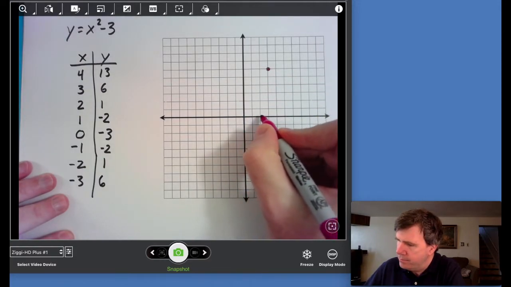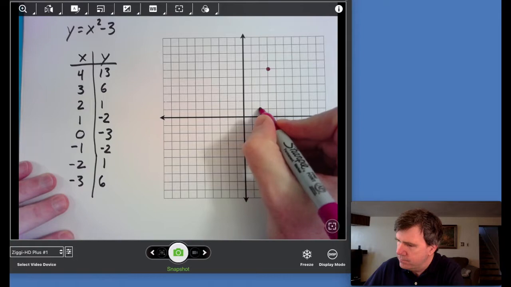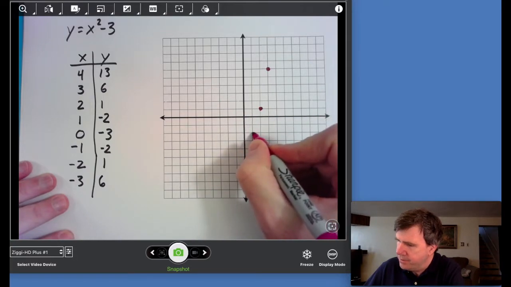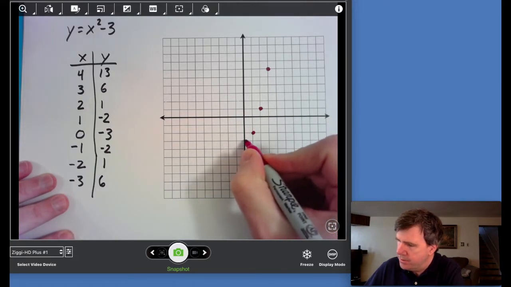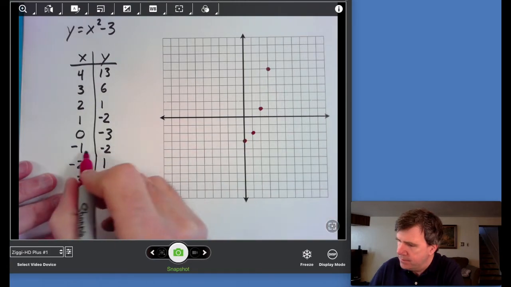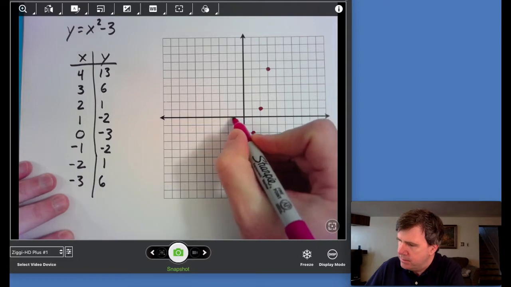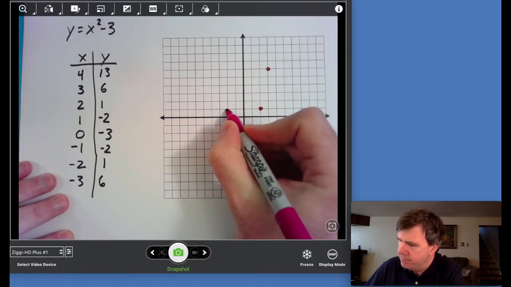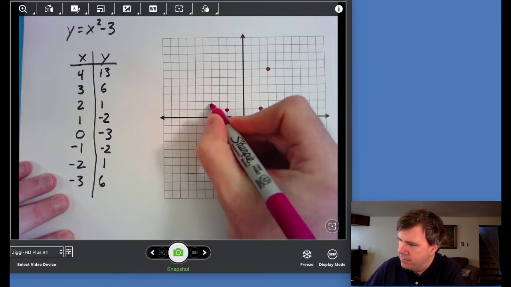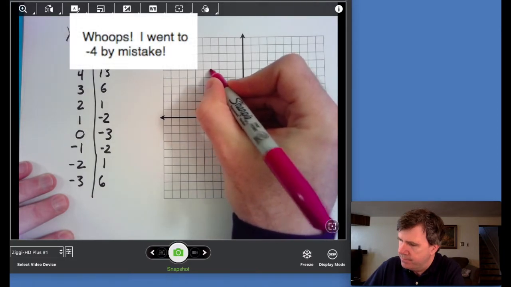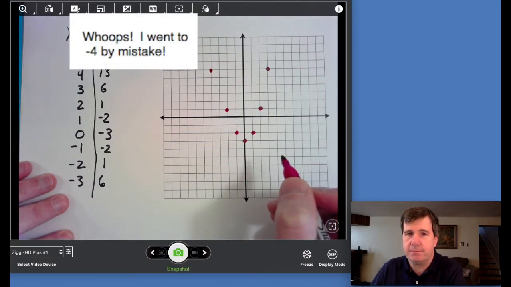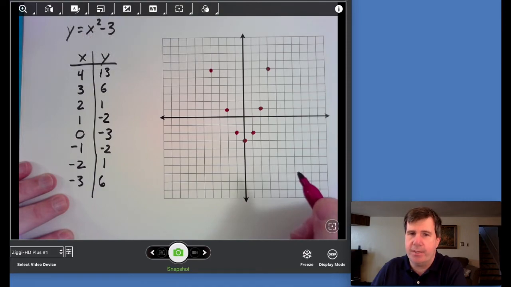2, 1. 1, -2. 0, -3. Now I have -1, -2, -2, +1, -3, +6. Now this is definitely not a straight line.